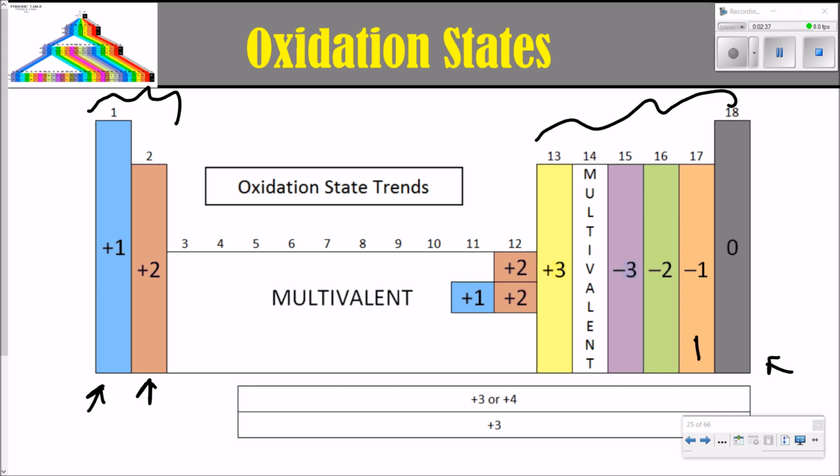Halogens, -1 because they're going to gain that 1 electron. And then group 16, -2. Group 15, -3. Group 13, remember it starts up at the top with boron and aluminum. That's going to be +3. And then these right here are those 3 exceptions to the multivalent transition elements. We have silver, cadmium, and zinc. And remember, those are +1, +2, and +2.